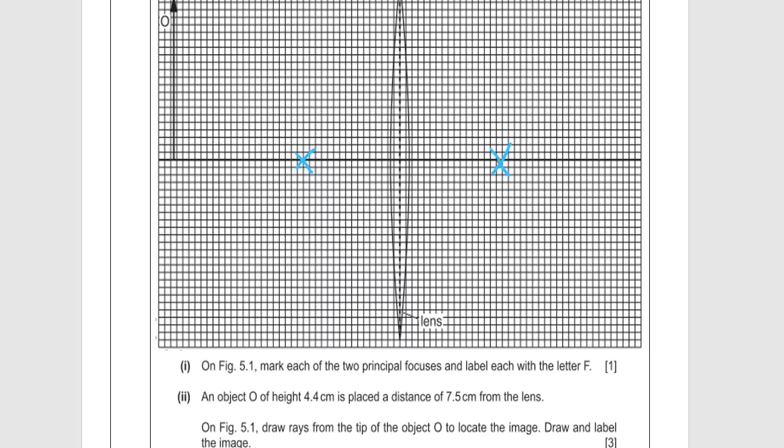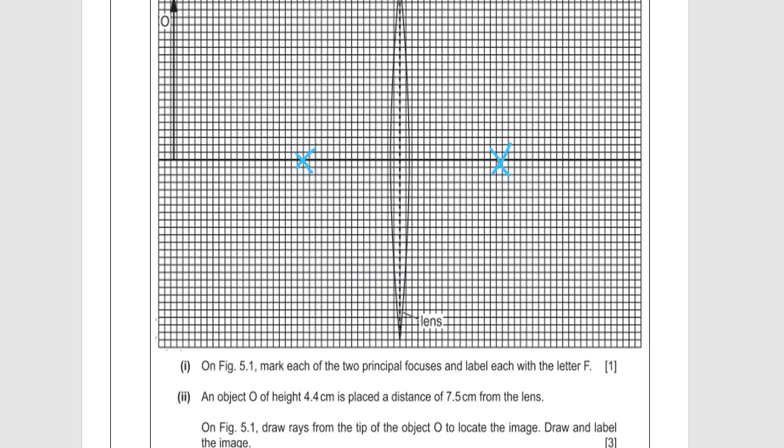You're then asked to determine the height of the image. So the image is going to form somewhere over here, and we need to construct a ray diagram to show that. If you go on my YouTube channel, there are other videos where I go into detail about how to draw ray diagrams, but basically we're looking for something like this. The first ray you're going to draw should go across the page, and it should go from the tip of object O to the lens. To make it a bit thicker so you can see.